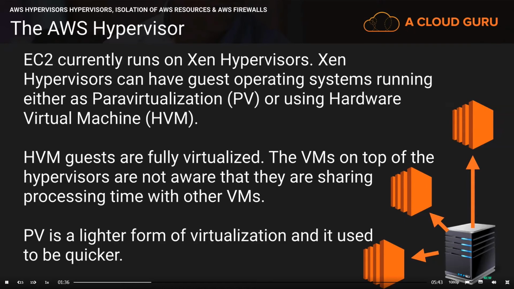So Xen hypervisors have guest operating systems running either as paravirtualization or using hardware virtual machines, so PV or HVM. And you can see that when you go in and try to provision your EC2 instances. Some will say HVM, some will say PV. HVM, you can basically only have Windows on HVM. PV, you can have Linux instances.